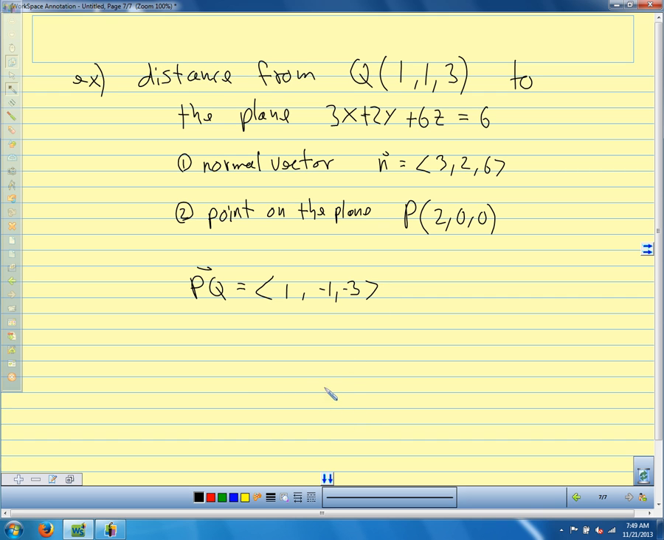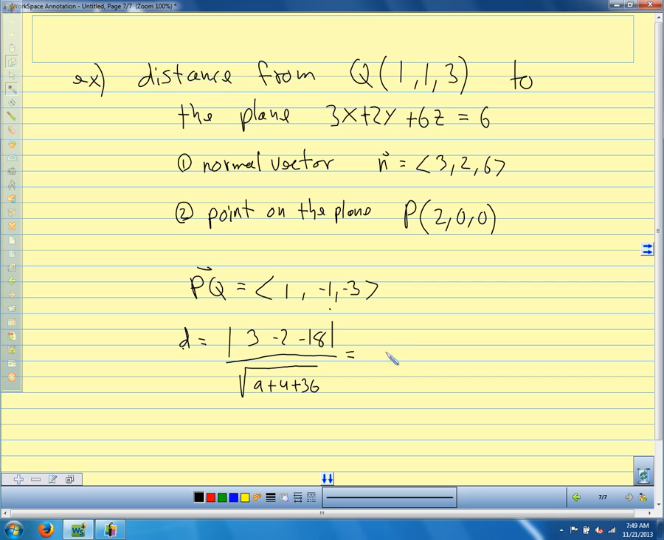So there's PQ. And our distance now is just going to be the absolute value of PQ dot n. So that's going to be the absolute value of 3 minus 2 minus 12 divided by the length of n, which is the square root of 9 plus 4 plus 36. Not 12. 3 times 6 is 18, yes. I'm having a rough time today.